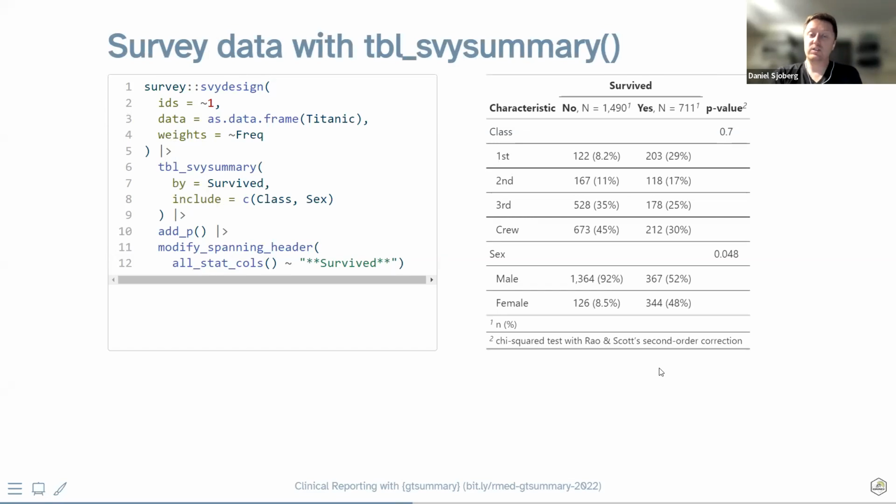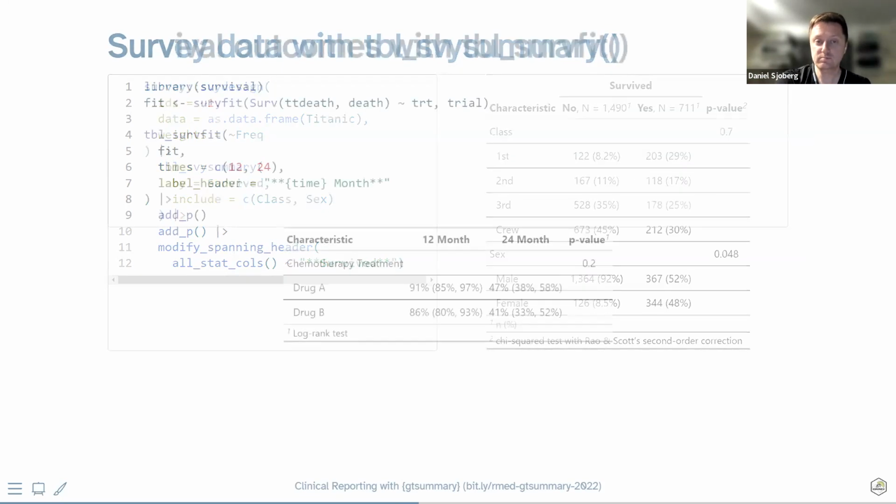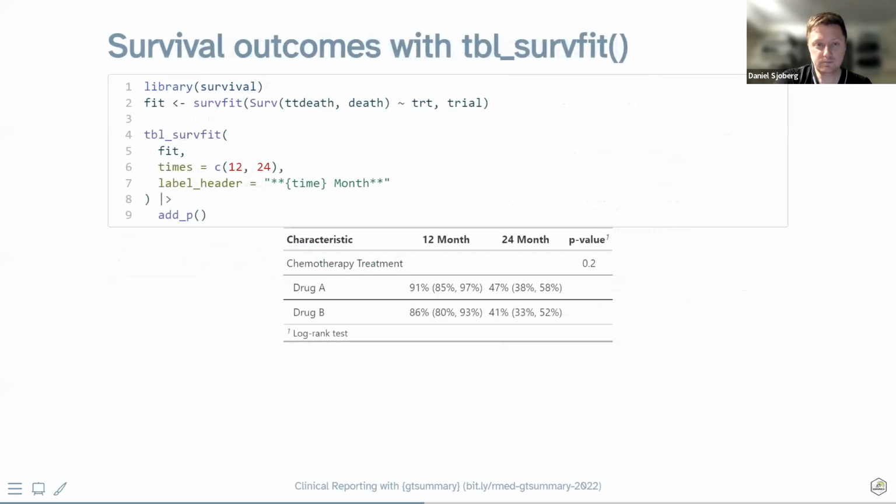If you work with survey data, there's tbl_svysummary, and it takes survey design objects, and it does exactly the same stuff, same everything. So it's pretty wonderful. And if you work with survival data, probably fewer of you do, then you can also summarize Kaplan-Meier or product limit estimators as well.